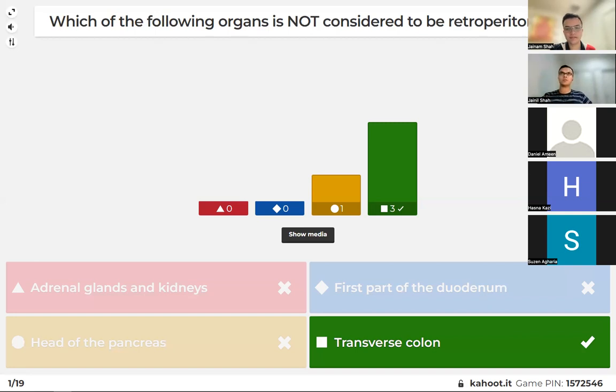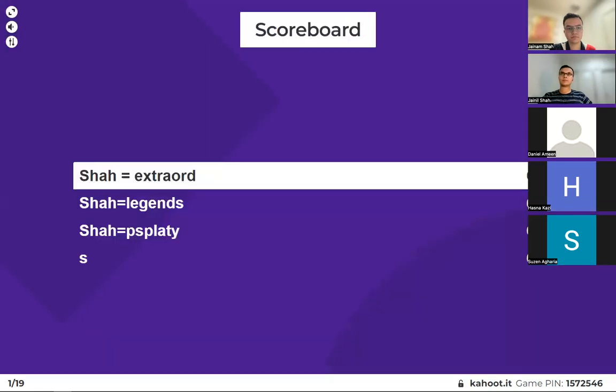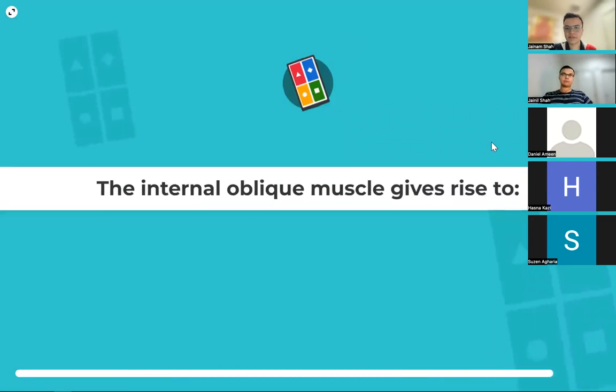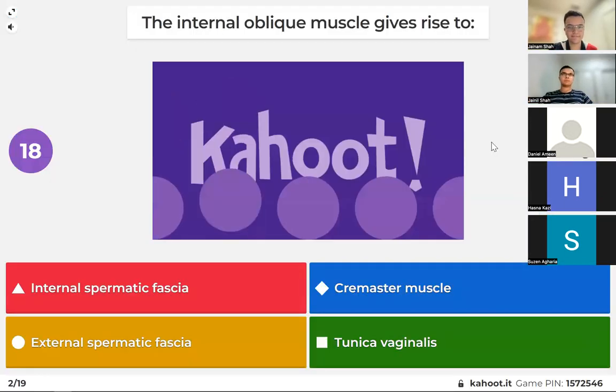Yeah. This one? Well done. Awesome. Next question. The internal oblique muscle gives rise to which of the following?